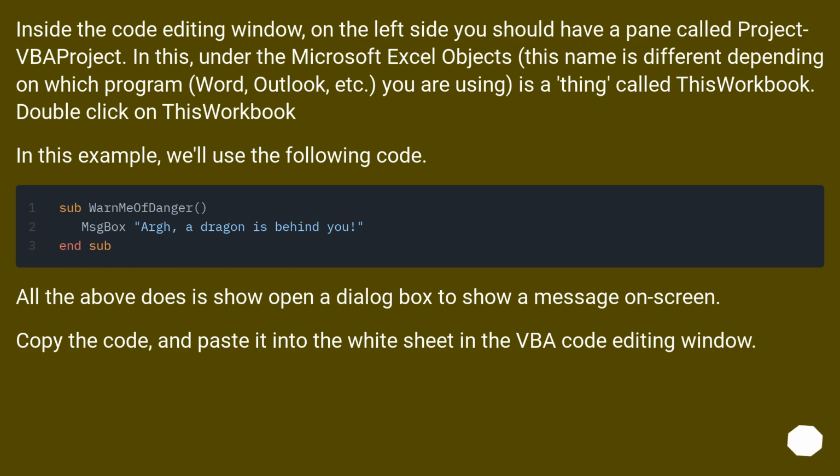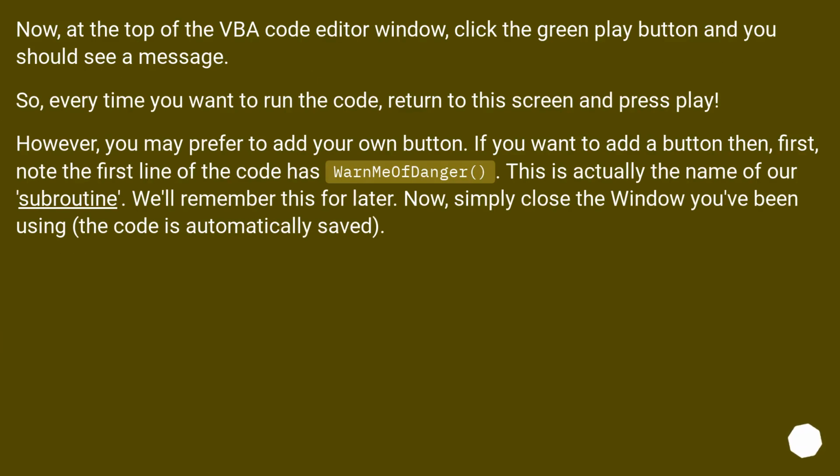All the above does is open a dialog box to show a message on screen. Copy the code, and paste it into the white sheet in the VBA code editing window. Now, at the top of the VBA code editor window, click the green play button and you should see a message. So, every time you want to run the code, return to this screen and press play.